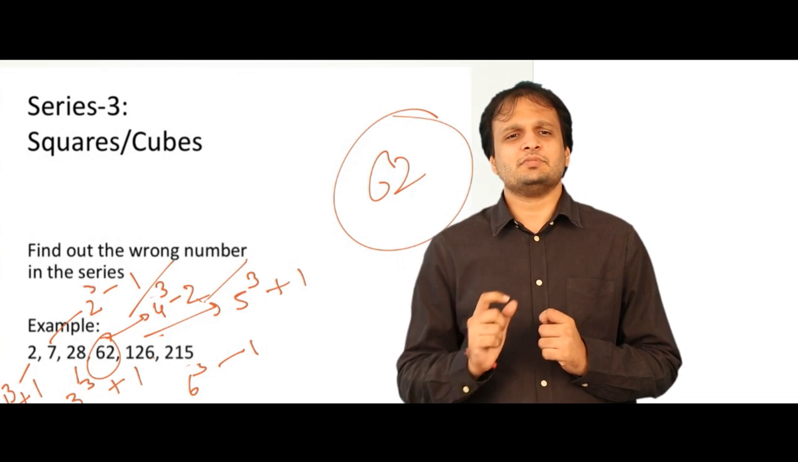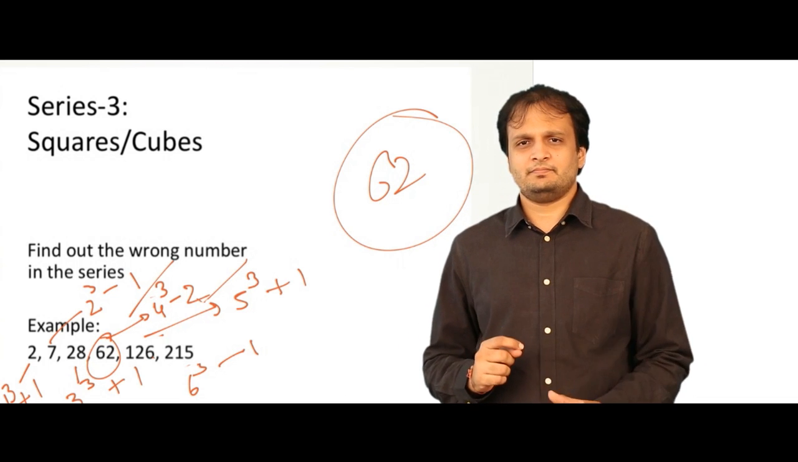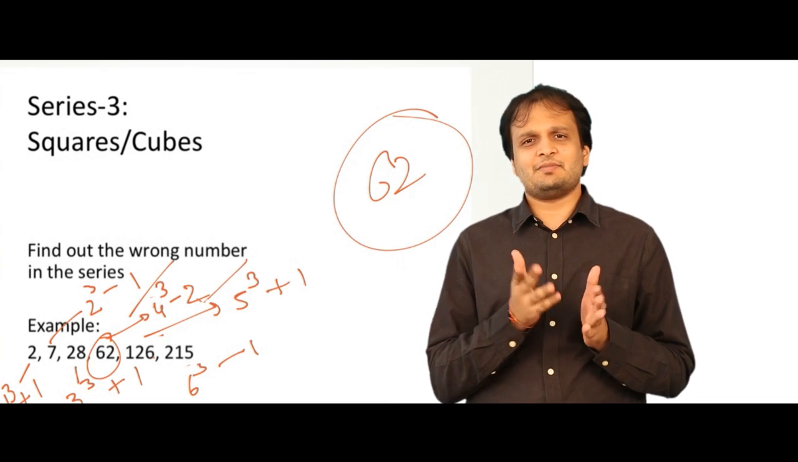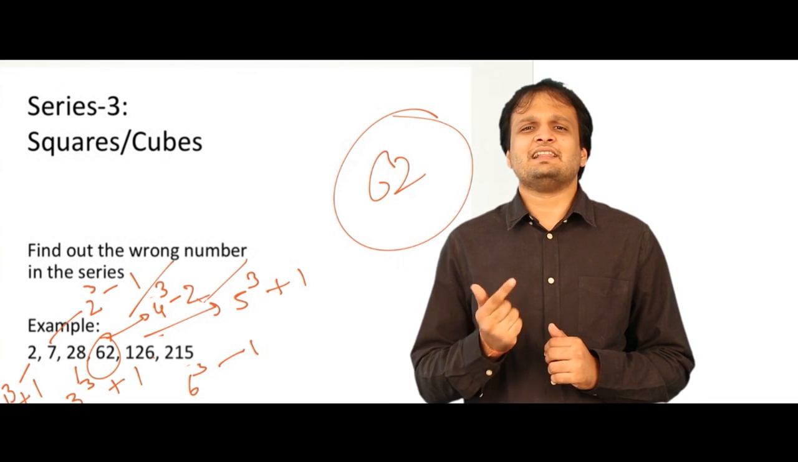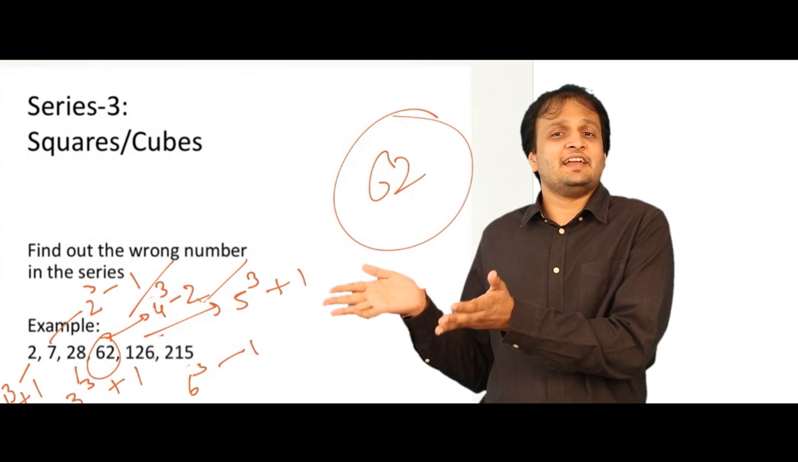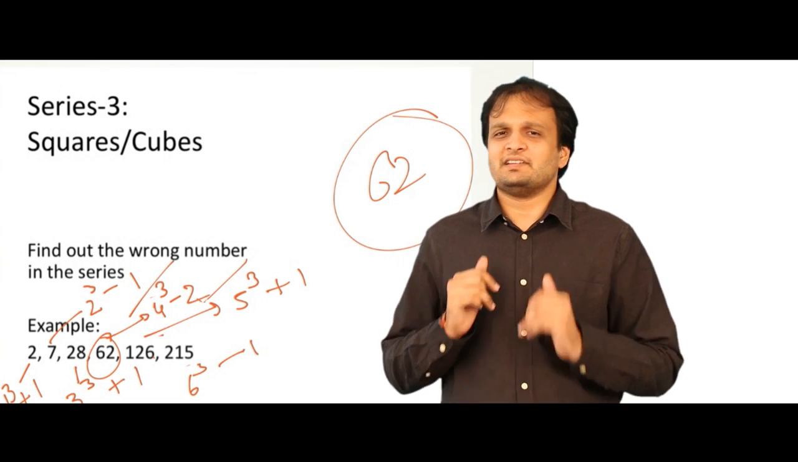So always these big numbers. The moment I say 344, you should know 343 means 7 cube. So this is 7 cube plus 1. 511. So 512 is 8 cube. So this is 8 cube minus 1.